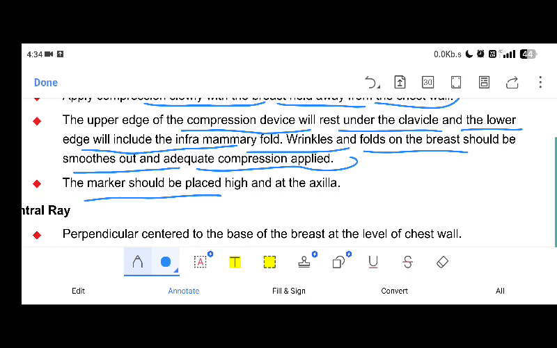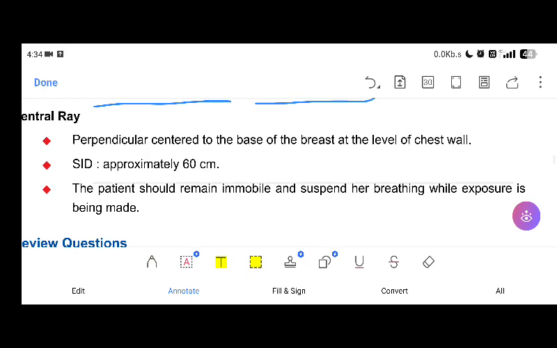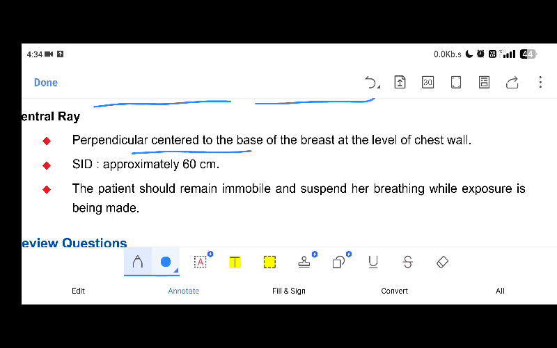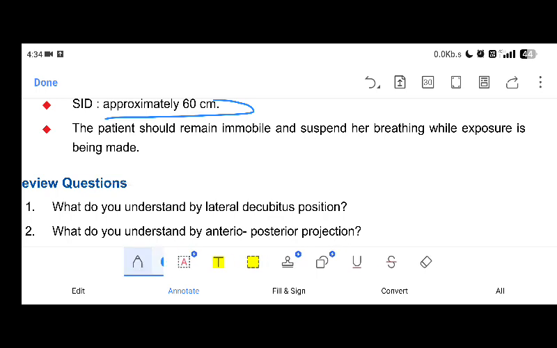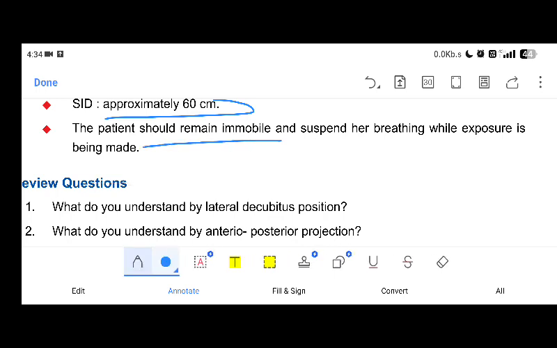The marker should be placed high at the axilla, and the central ray should be perpendicular, centered to the base of the breast at the level of the chest wall. SID should be approximately 60 centimeters, and the patient should remain immobile and suspend breathing while the exposure is being made.